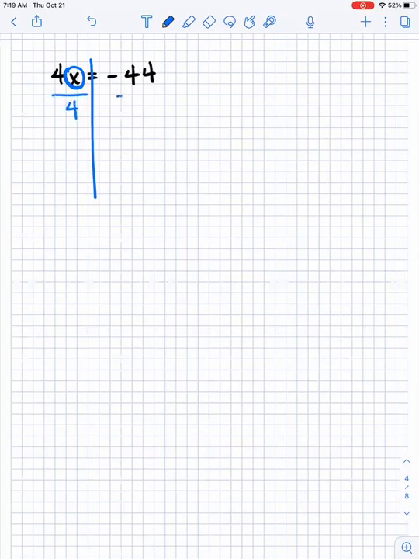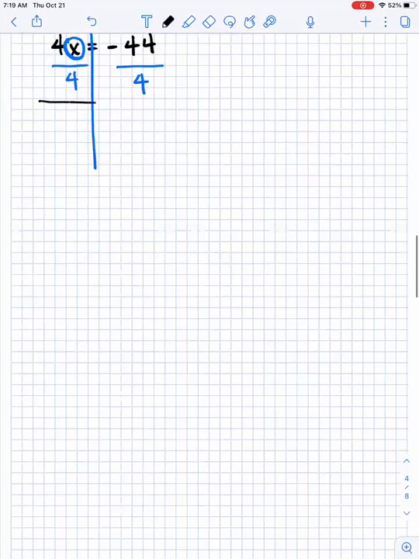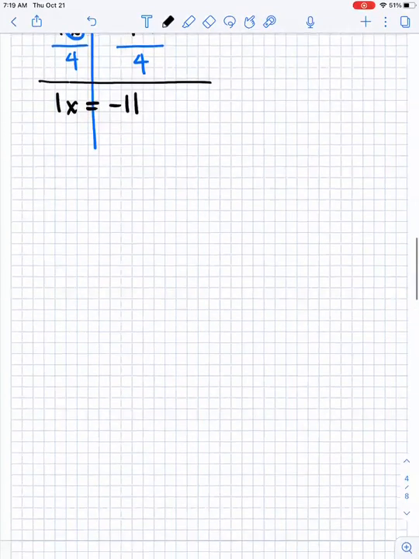I'm going to show this like a fraction. Fractions mean division. So what I have is 4x divided by 4. This is essentially a 4 divided by 4, which is 1. Negative 44 divided by 4, a negative divided by a positive is a negative, and I get negative 11. Now 1x is the same as x, so this is just x equals negative 11.